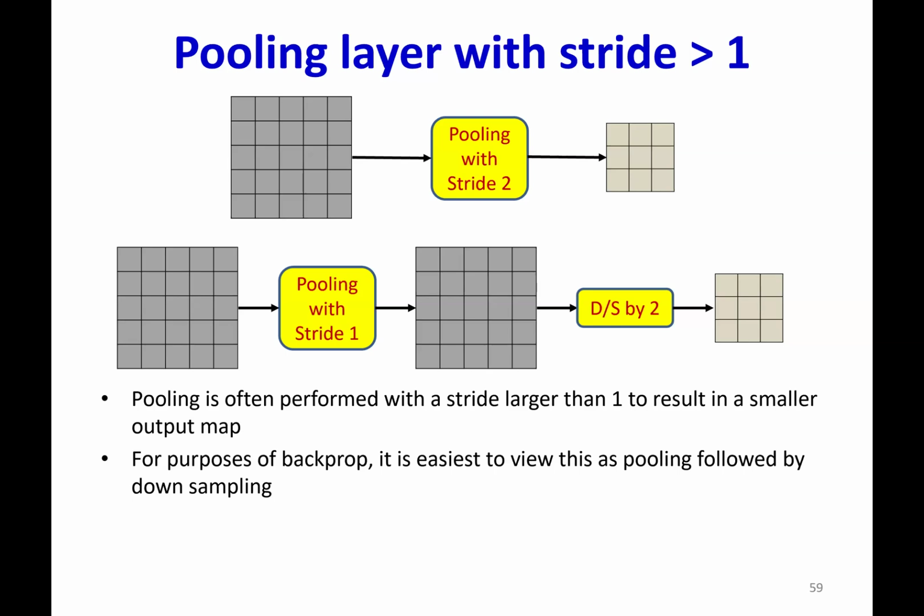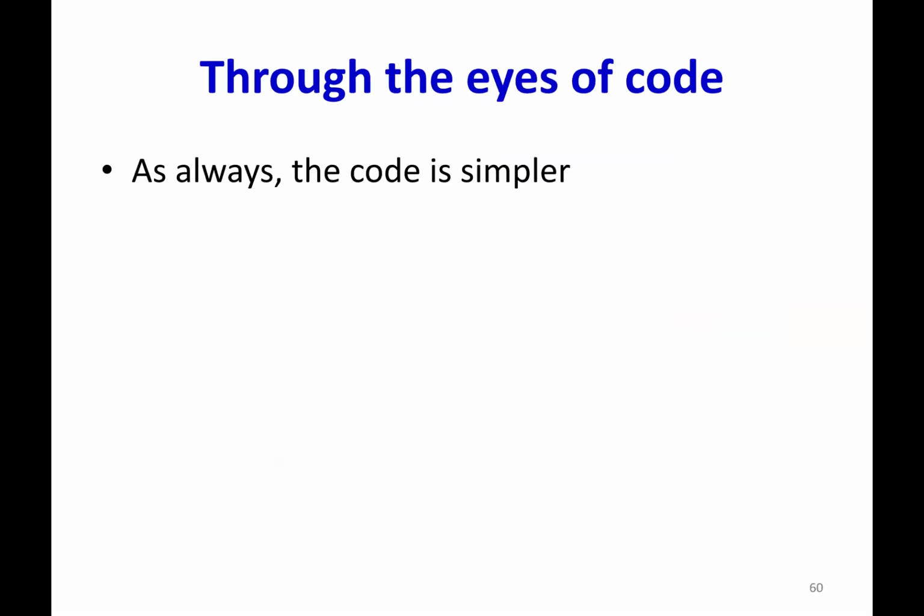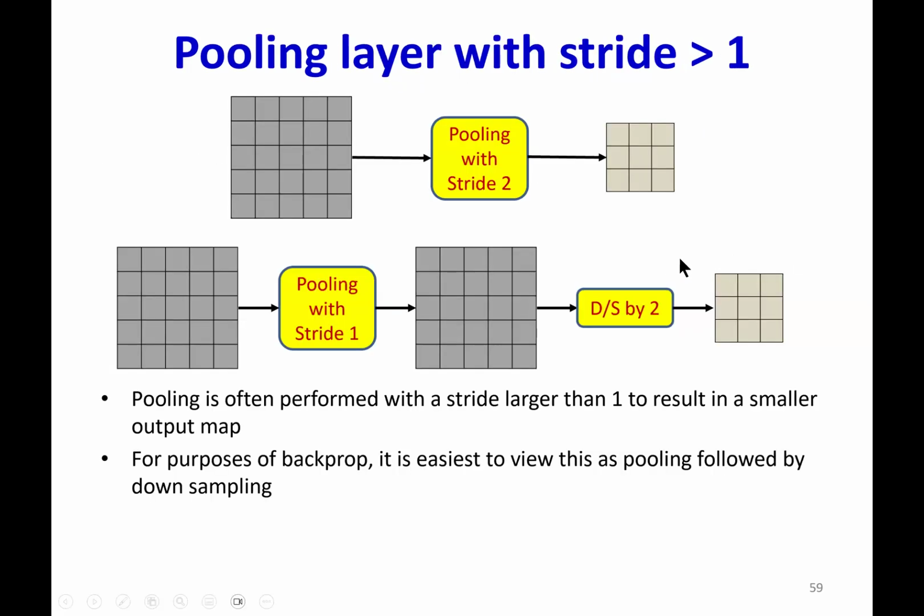once again decompose this into 2 operations. The first is pooling with a stride 1, followed by a downsampling layer. And then of course, you can use the standard backpropagation rules for downsampling and the backpropagation rules for pooling to propagate derivatives from the output here all the way to the input. This makes sense? Questions? No? Okay. And so here's where we are.